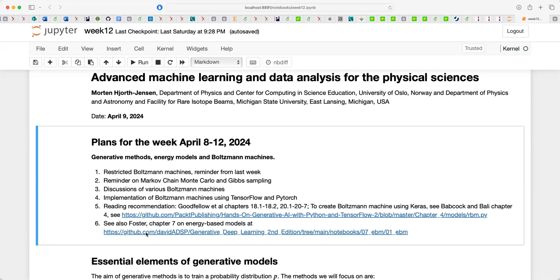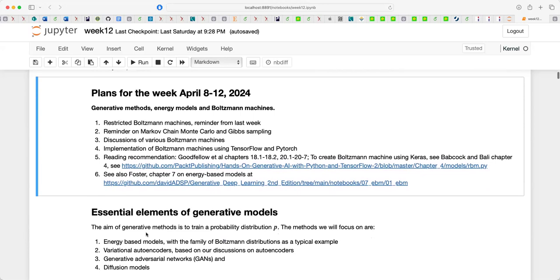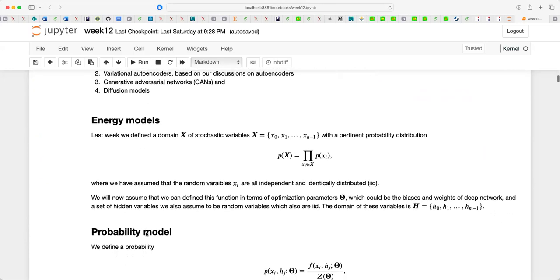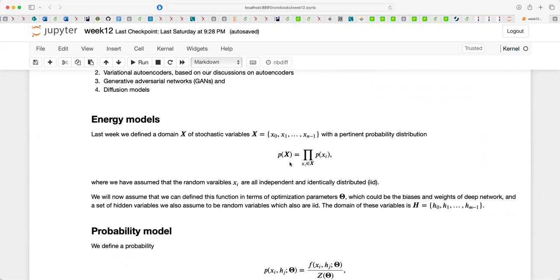So let me remind you of some of the essential elements of this kind of generative models. You will see some of them in the lecture notes here, so I'm going to go a little bit slowly through this. What we typically have is a probability distribution. We have normally assumed that this probability distribution is given by stochastic variables, which are defined by this axis which you see here, and you have a domain of events. This probability distribution is often assumed to be independent and to describe identically distributed stochastic events. So this could be a product of Gaussians, just to give you an example.